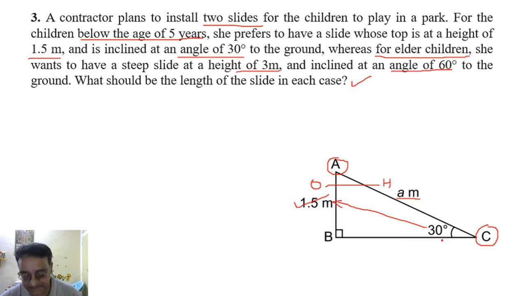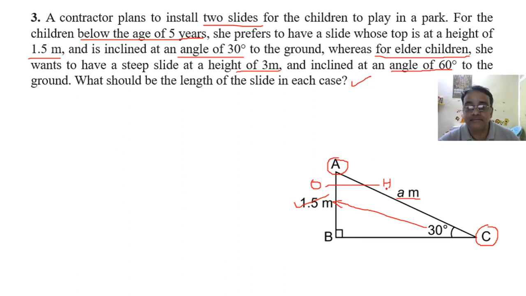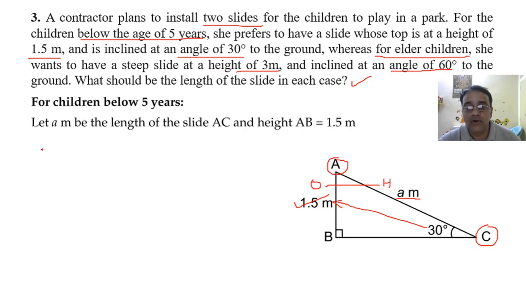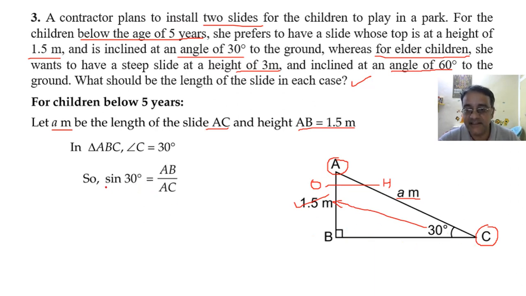And what is sin theta? Opposite upon hypotenuse, right? So for children below 5 years, let a meter be the length of the slide AC and height AB is equal to 1.5 meter. And in triangle ABC, angle C is equal to 30 degree. So we will use sin 30 degree. That is sin C equals AB upon AC. And what is the value of sin 30 degree? 1 by 2. And AB is 1.5 meter and AC is a. That we are going to substitute.